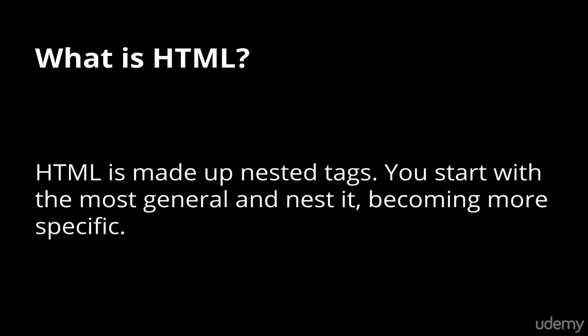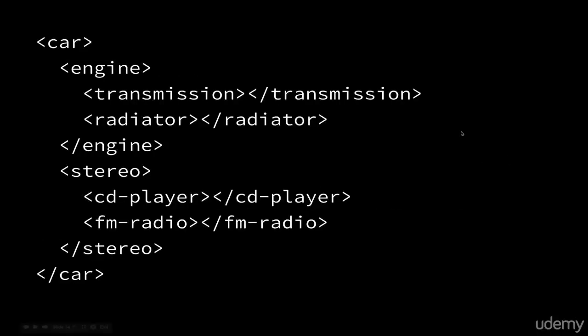So let's look at some more examples to better understand what I'm saying here. So here we have a car. The most general tag is the car. And as we become more nested, it becomes more specific of what is in the car. So in the car has an engine, which in the engine has a transmission and a radiator.